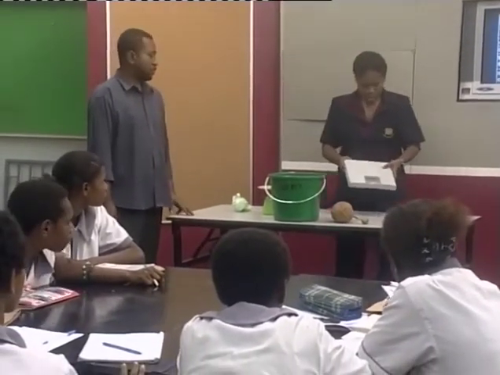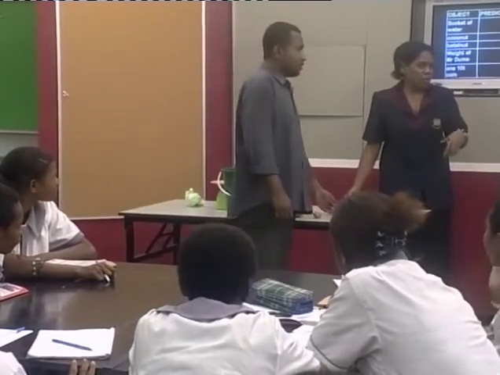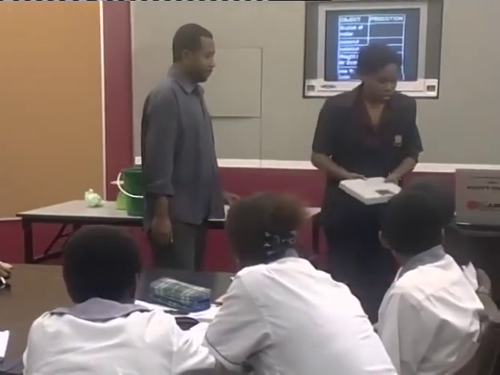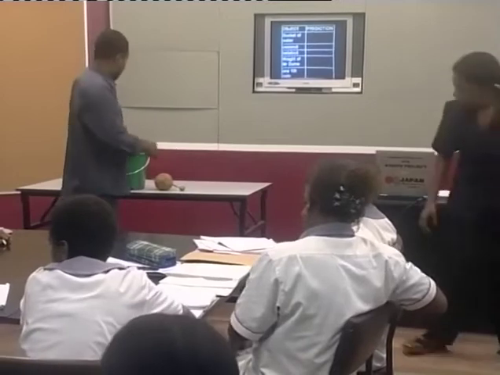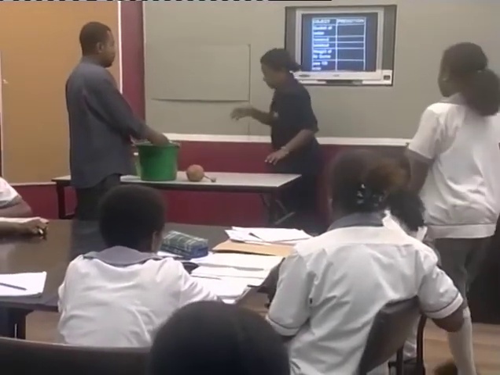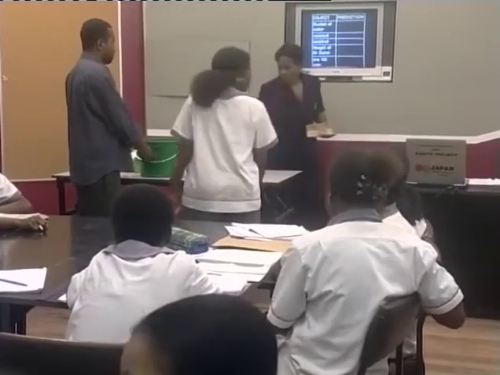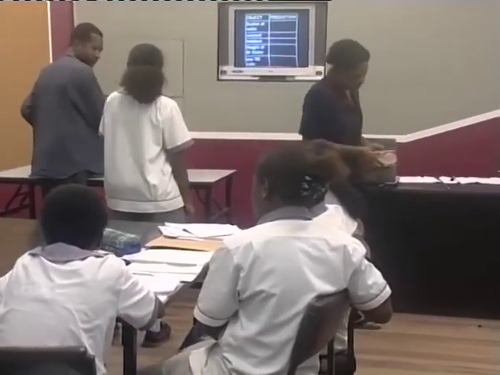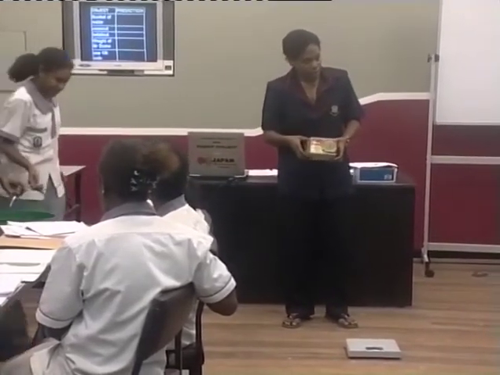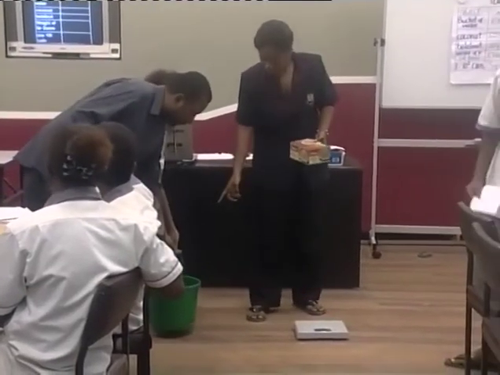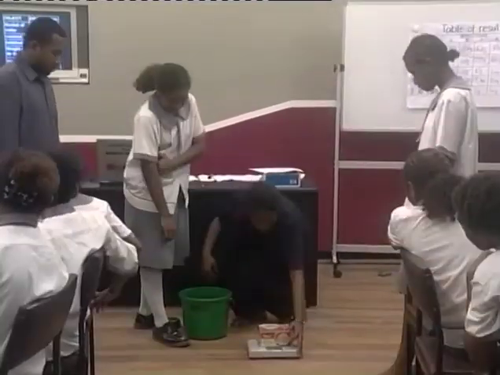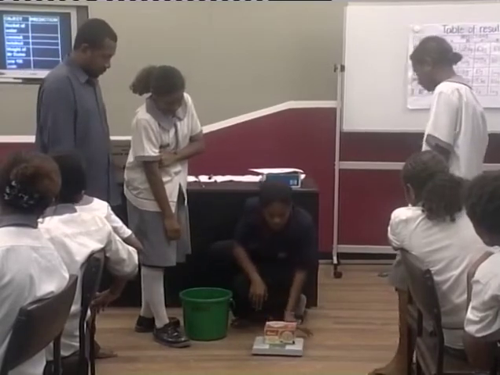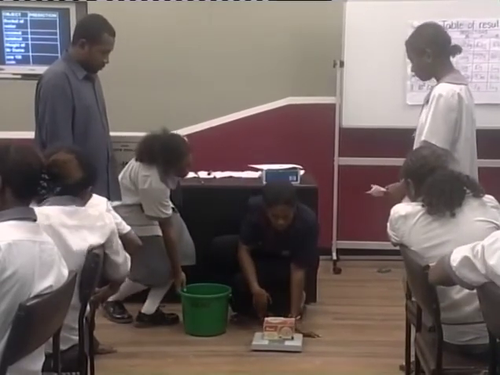We'll have group one. Okay, we'll have just 2 of you to come up here and wait. Okay, we're going to use this bathroom scale. Okay, get the bucket of water. Now, we're not going to put the bucket of water straight on top. We'll have to put this one first.